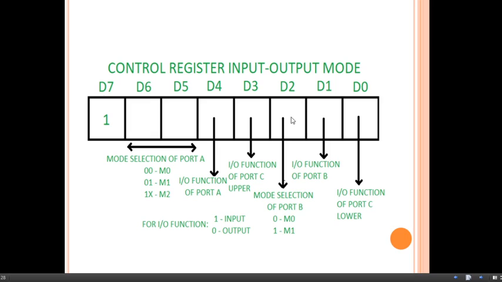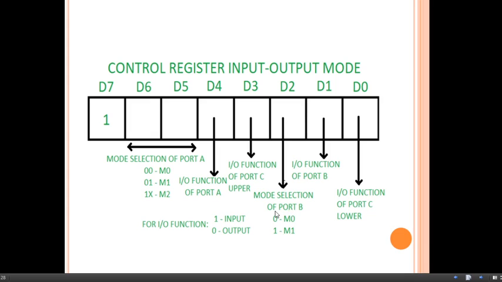After this there is the D2 position of the control register. This D2 is related to mode selection for port B, or we can call it group B. Group B consists of port B and port C lower. Port B is PB0 to PB7 and port C lower consists of PC0 to PC3. So for mode selection of port B, this D2 bit is used.